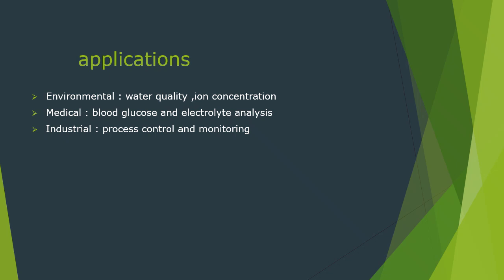To conclude, both potentiometric and amperometric sensors are powerful tools in modern science and technology. Potentiometric sensors measure voltage to find ion concentration, while amperometric sensors measure current from chemical reactions. They are widely used in environmental, industrial, and medical applications.